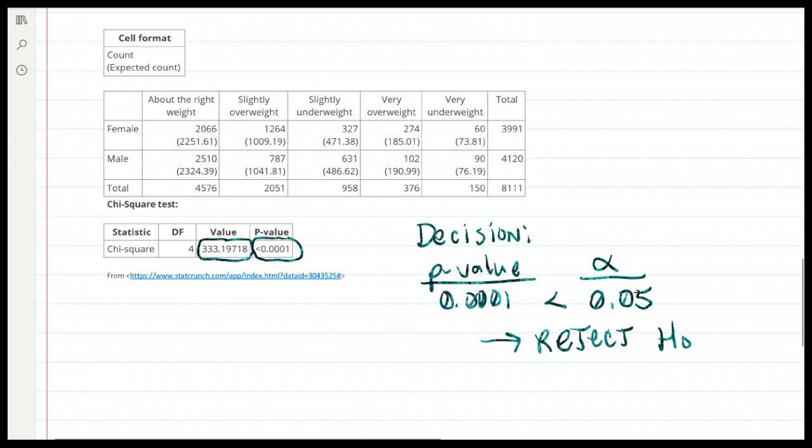Maybe we'll make a statement that says something like: the sample data suggests that gender affects the student's opinion of their body image. And this is our conclusion for this problem.